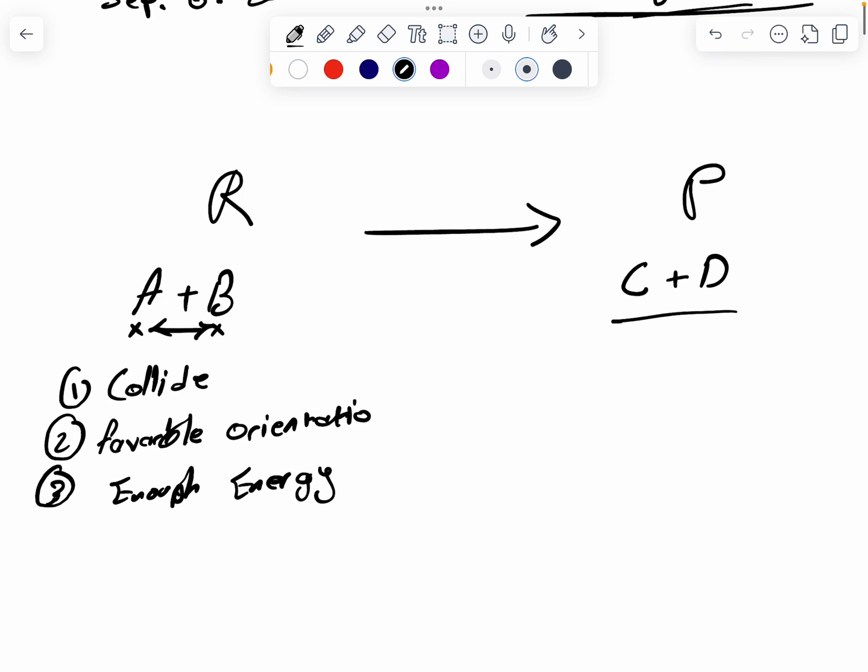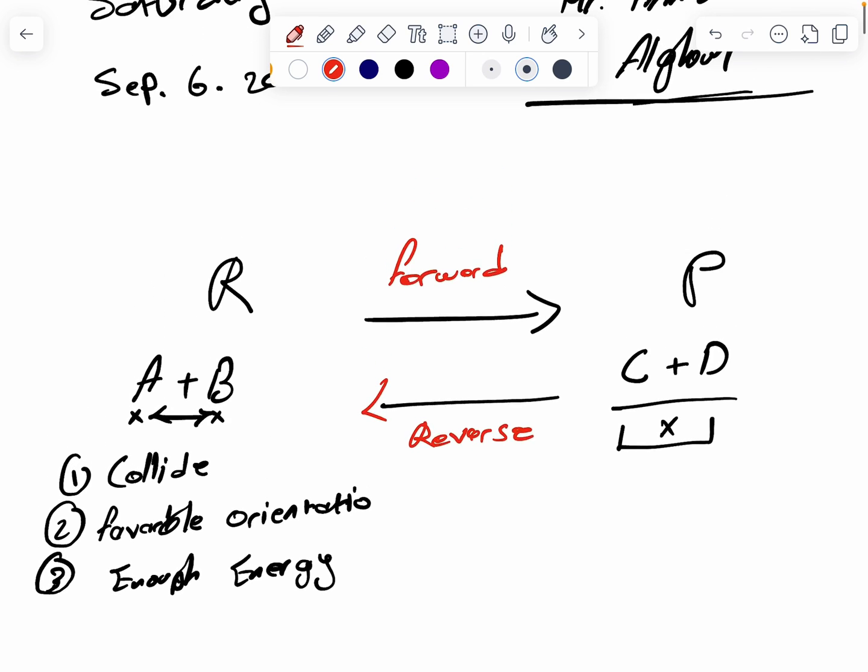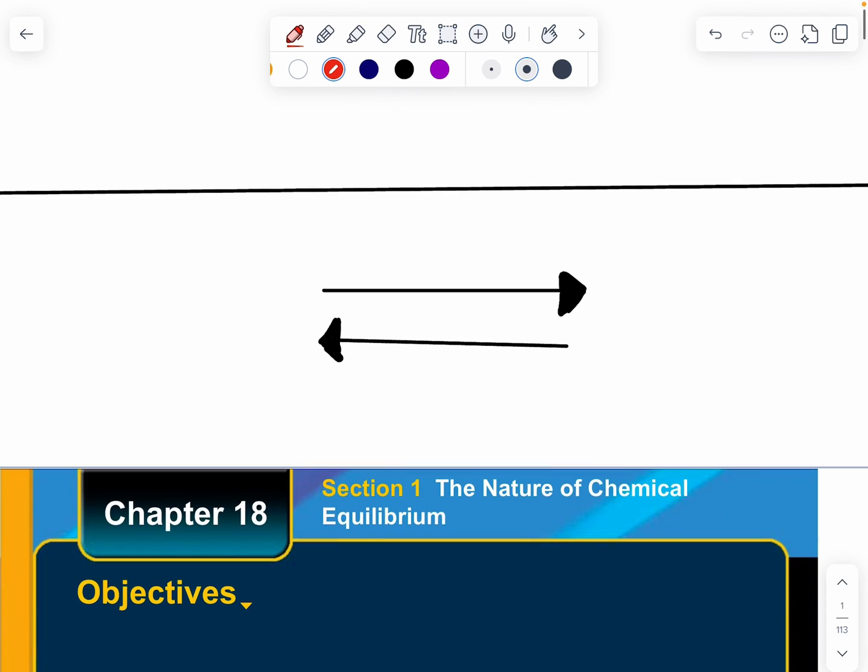But suppose someone asks: if C and D collide with each other in favorable orientation with enough energy, can we have A and B again? Yes, we can. This is the forward reaction, and this is the reverse reaction. So we have two reactions, one going to the right and the other going to the left at the same time. So we have double arrows, and this is the meaning of equilibrium.